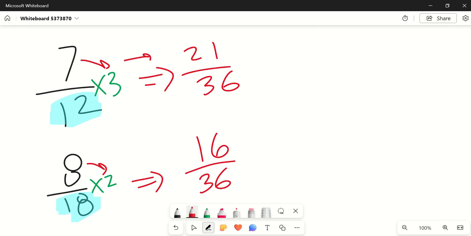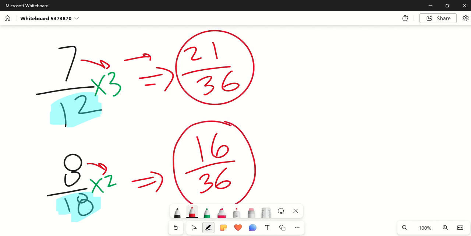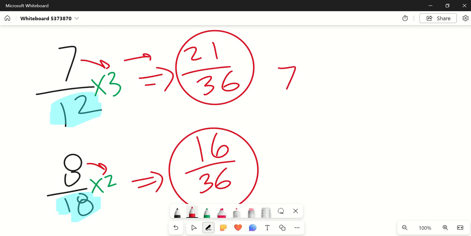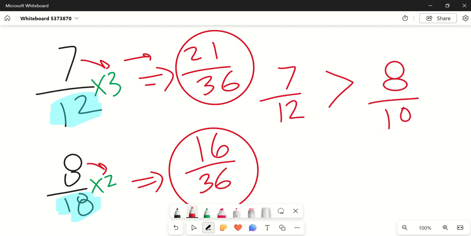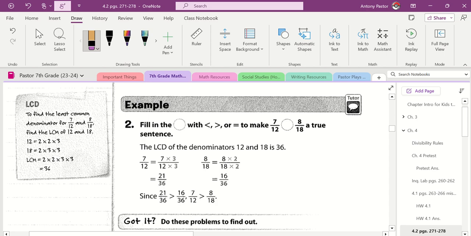Therefore, 7/12 is bigger than 8/18 because 7/12 is 21 over 36, while 8/18 is 16 over 36, which means I will write it like this. 7/12 is greater than 8/18.